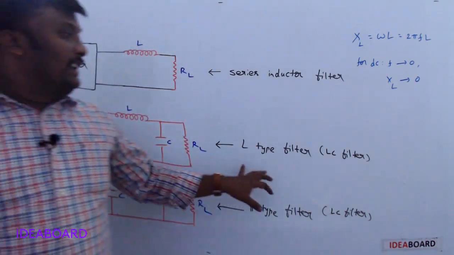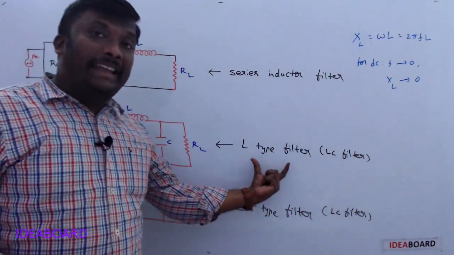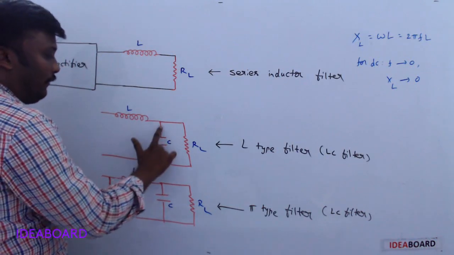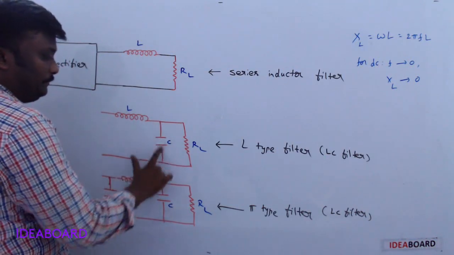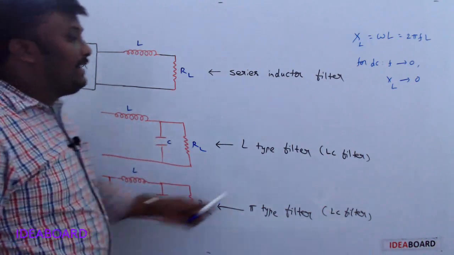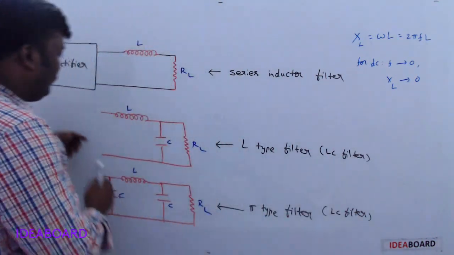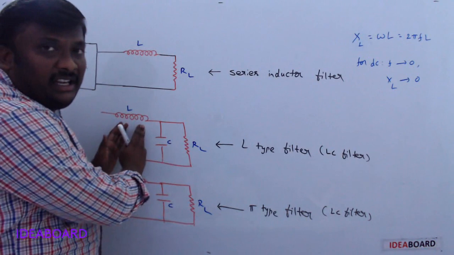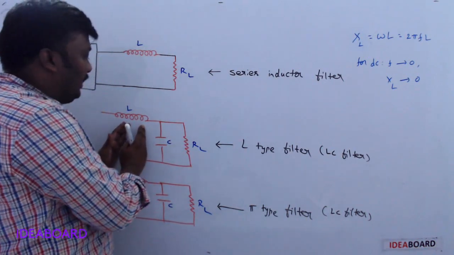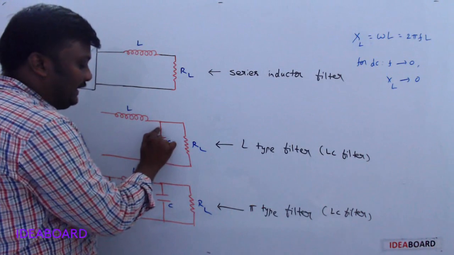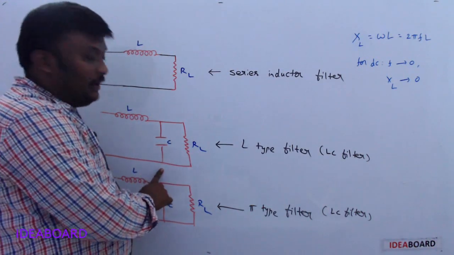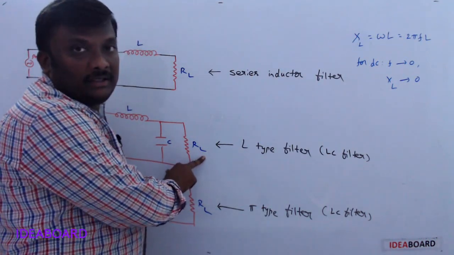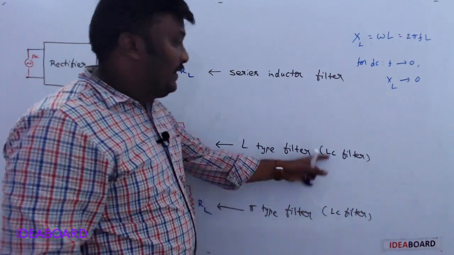Another type is named the LC filter or L-type filter, because here L and C are in the shape of an L. That's why it is named the LC filter. The output from the rectifier passes through the inductor. The inductor allows DC, so if any AC component is there, it is bypassed through the capacitor. So only pure DC comes across the load resistor. This is the LC filter.